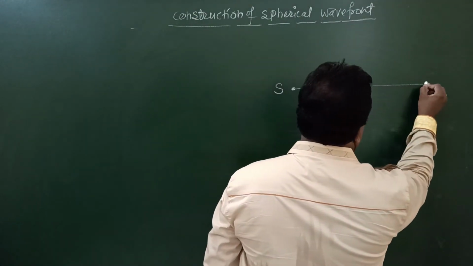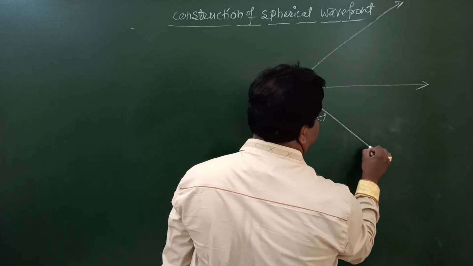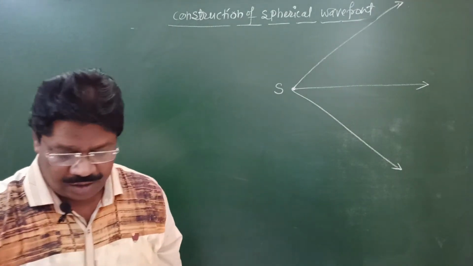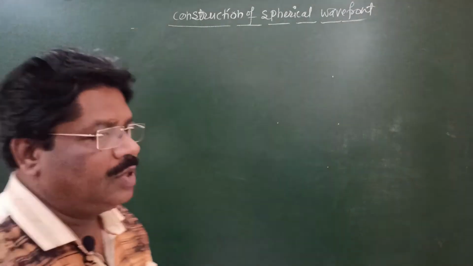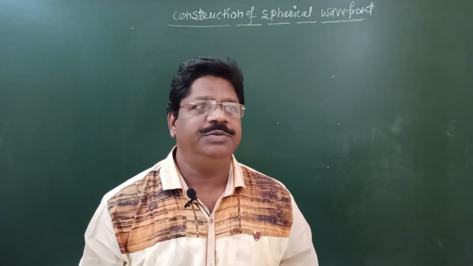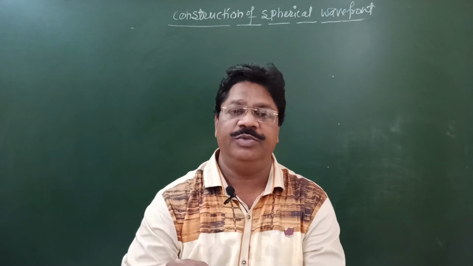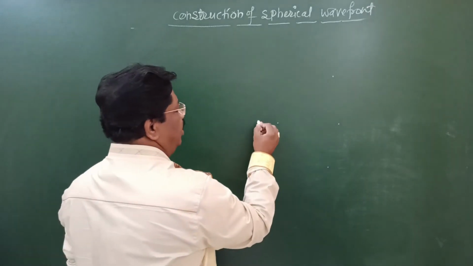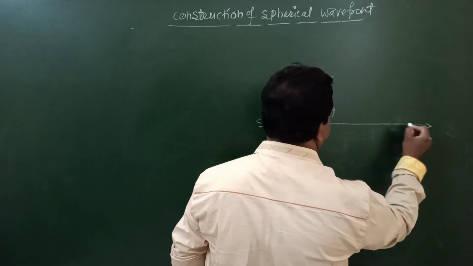This is the first wave, second wave, third wave. Let us discuss how to construct the spherical wavefront. What is meant by the spherical wavefront? A spherical wavefront is a wavefront in the form of a sphere or a part of a sphere. For this purpose, consider this is the point source S and these are the waves traveling in this direction.